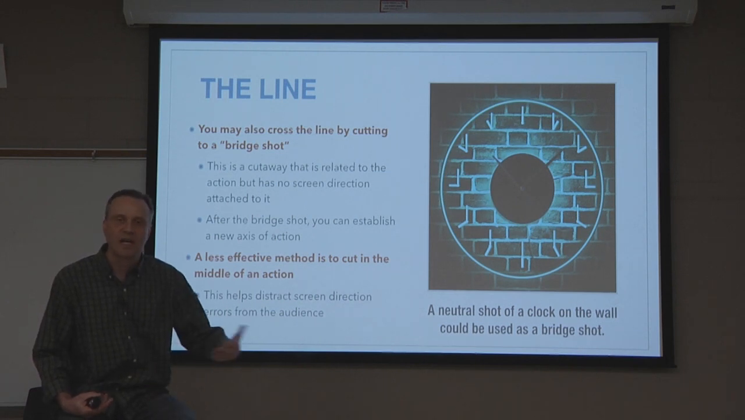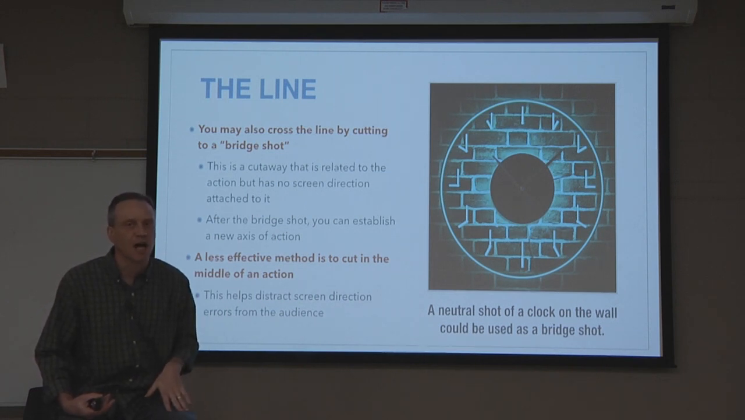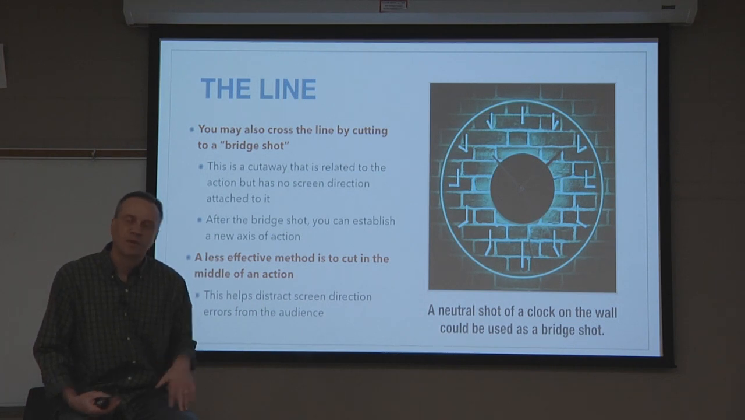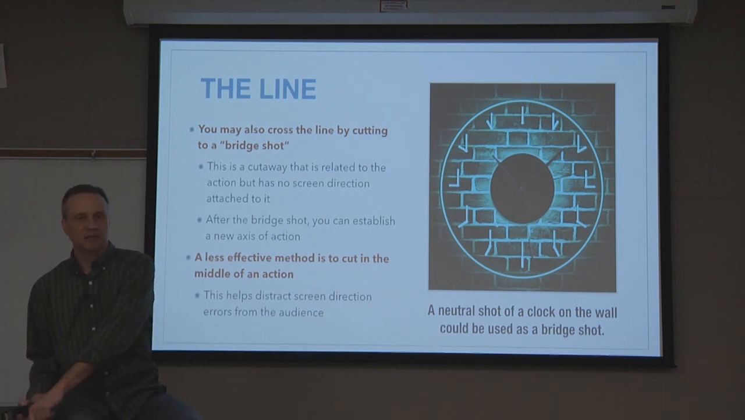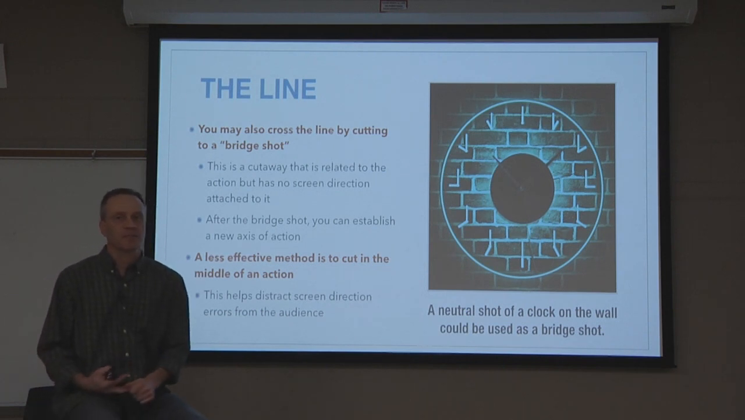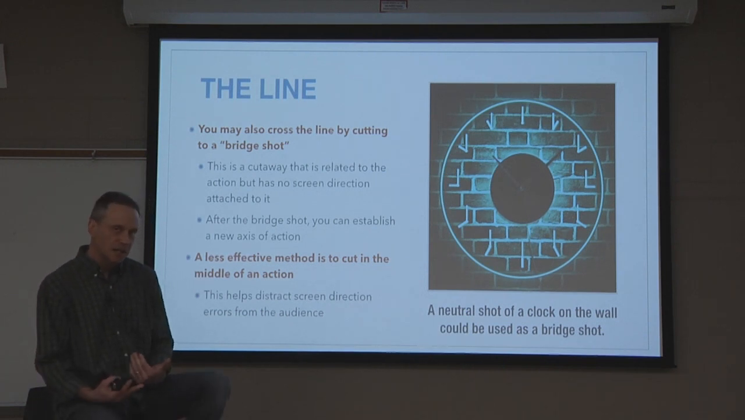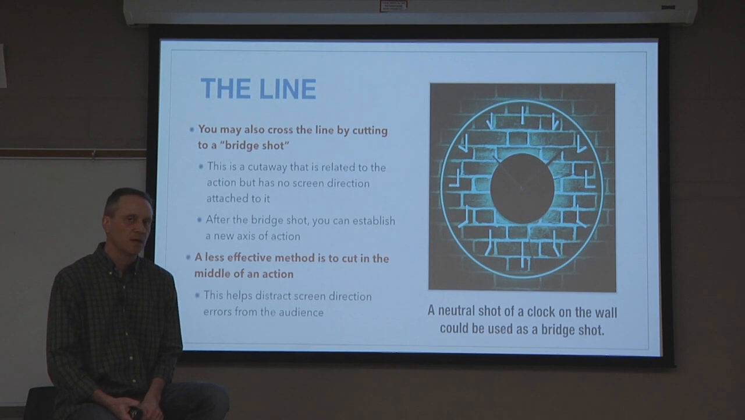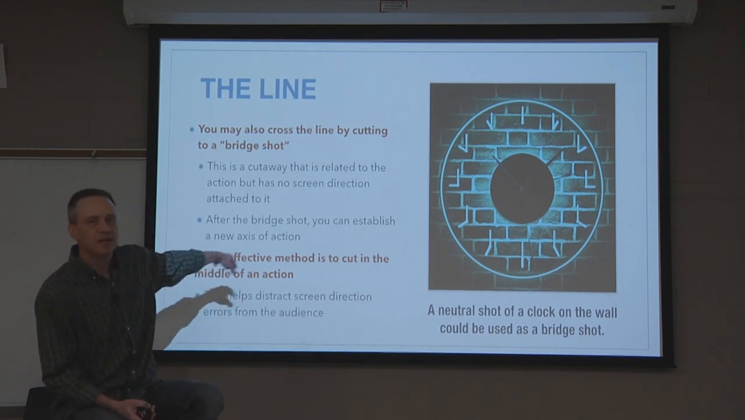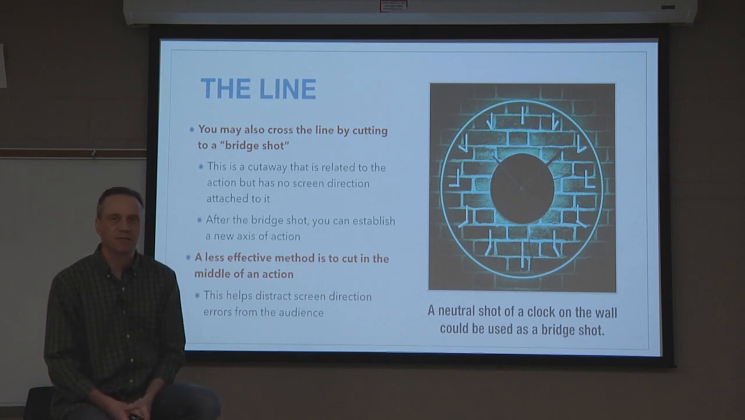You don't want to just randomly insert a shot of a clock if it doesn't mean anything to the story. But then we can cut to the next shot that's on the other side of the line, and that would mask any screen direction problems that we're going to have. Probably a lesser effective method, but this is kind of if you have no other choice.